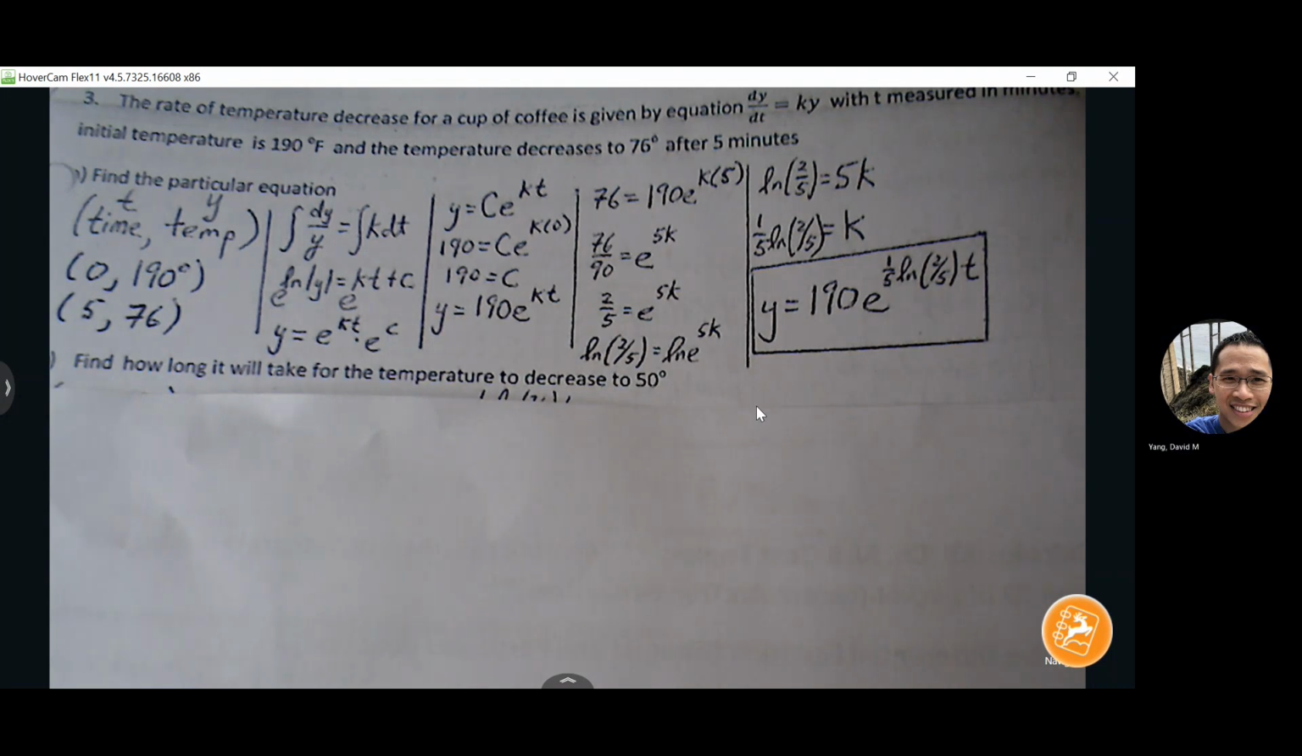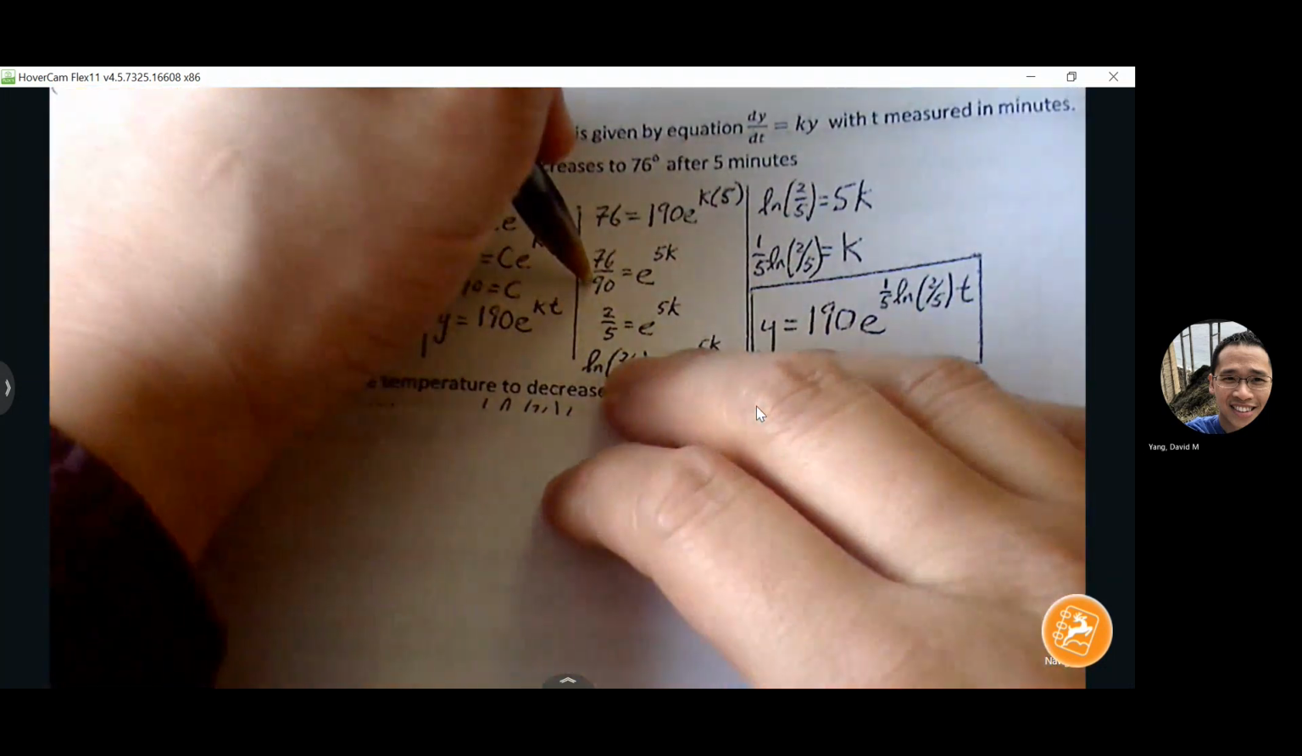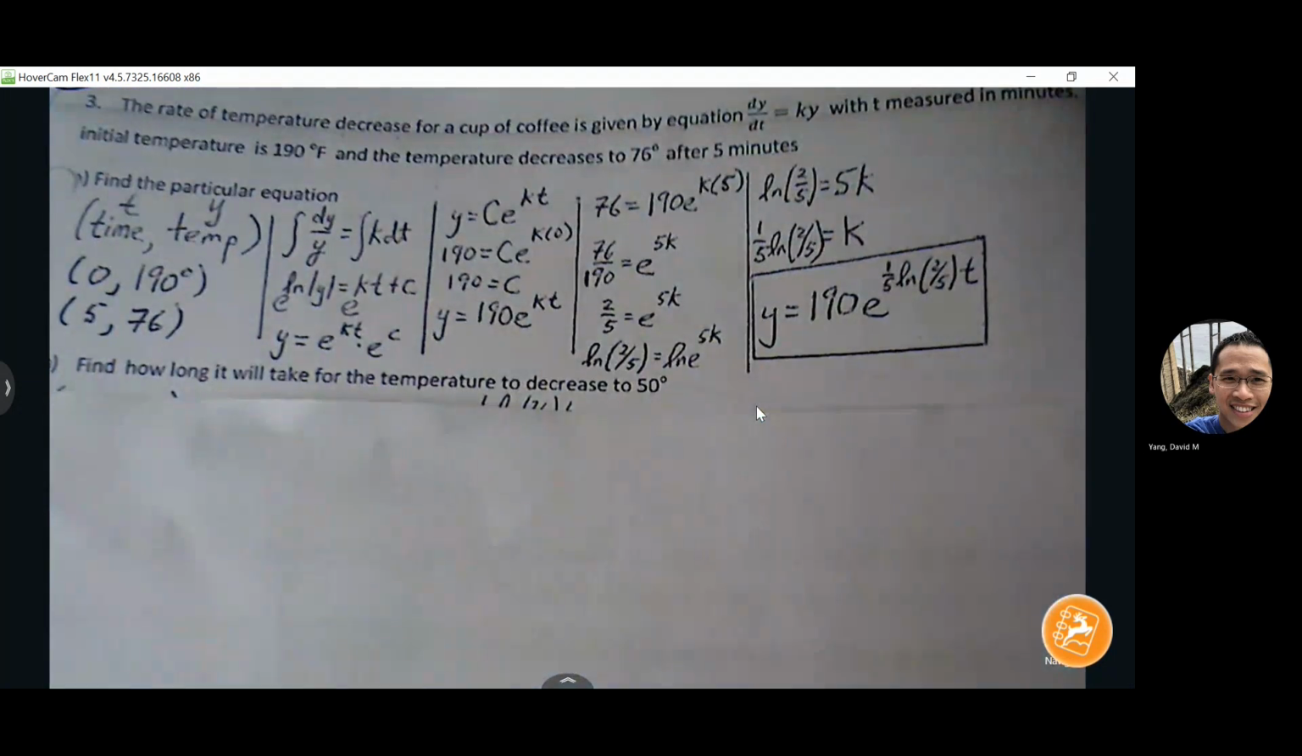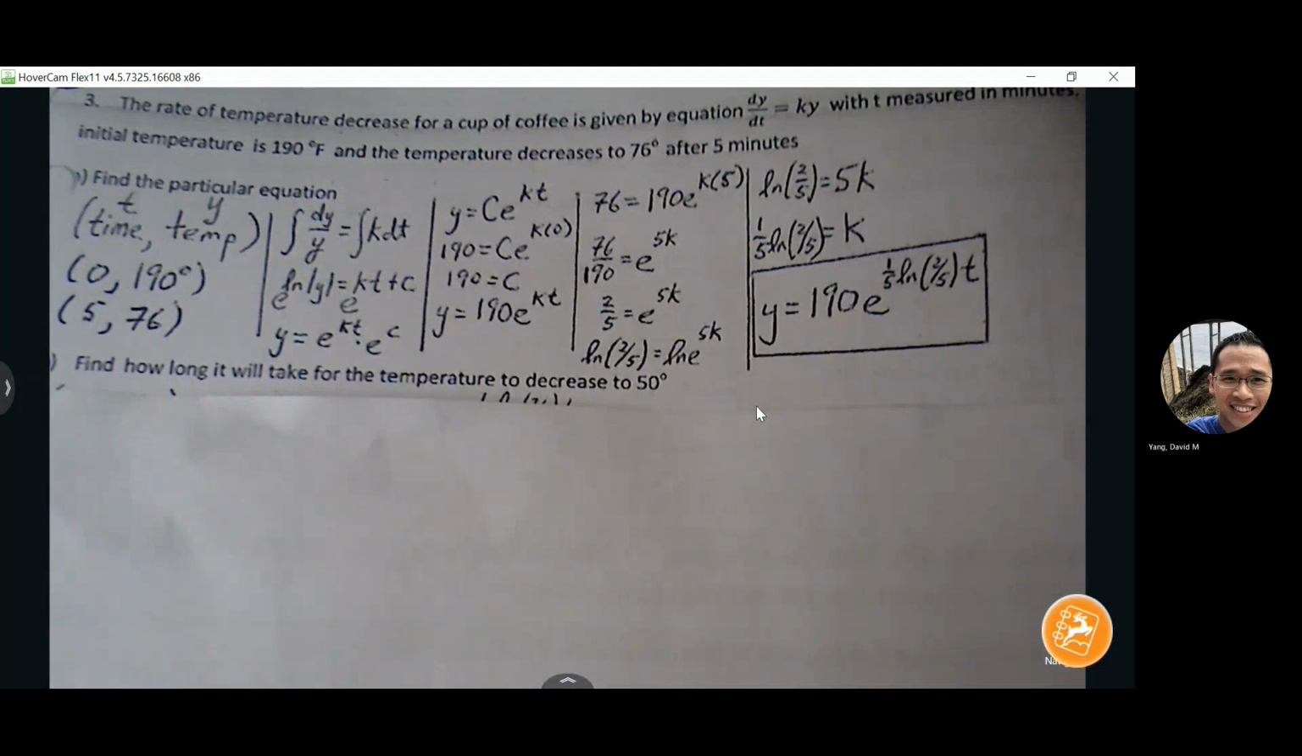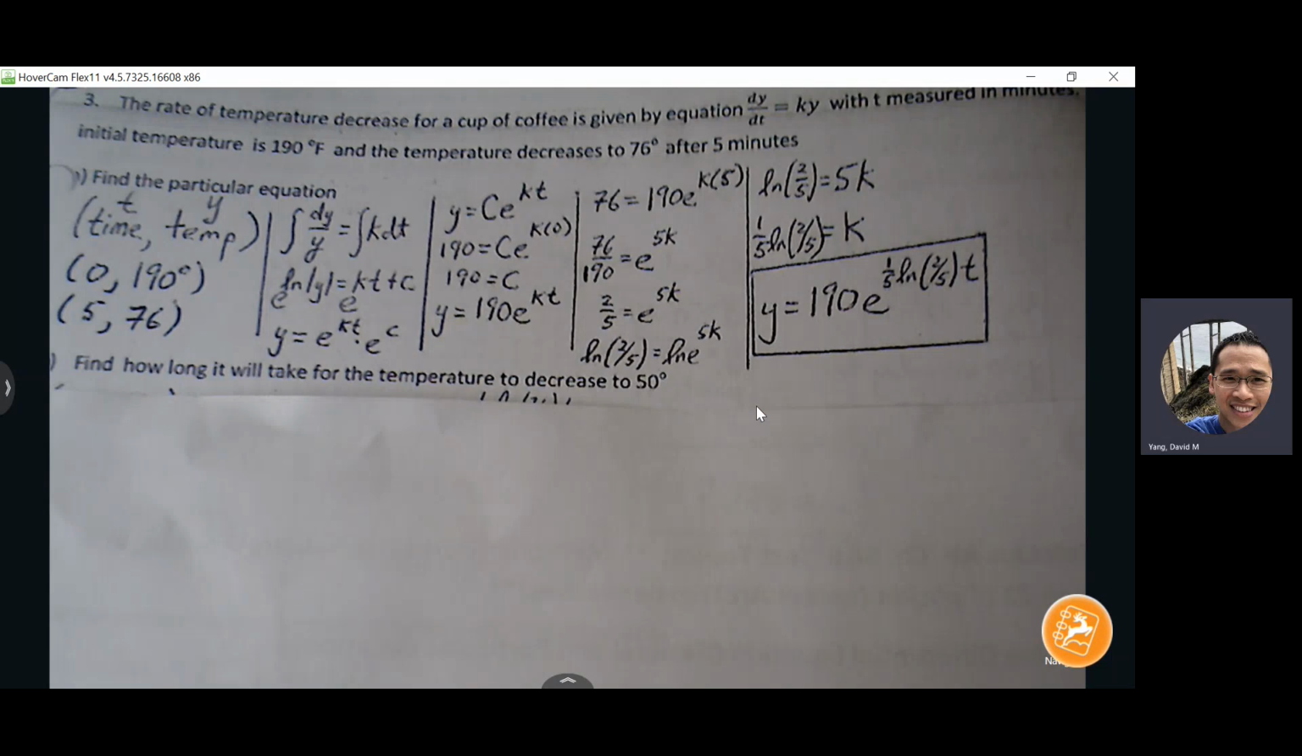Yeah, it should be 190. Sorry, it'll be 190. Which does reduce to be 2/5. Okay, so I made a mistake there, but the 2/5 is correct after you reduce it.